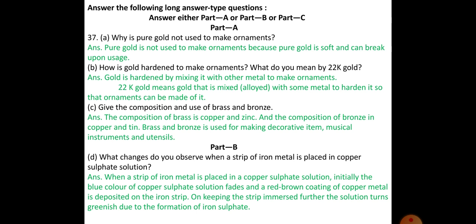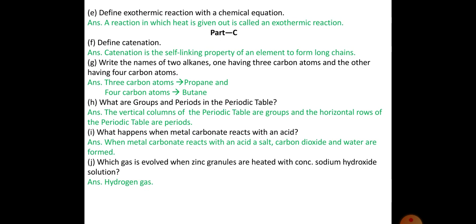What change do you observe when a strip of iron metal is placed in copper sulfate solution? When a strip of iron metal is placed in a copper sulfate solution, initially the blue color of the copper sulfate solution fades and a red-brown coating of copper metal is deposited on the iron strip. On keeping the strip immersed further, the solution turns greenish due to the formation of iron sulfate. Define exothermic reaction with the chemical equation.